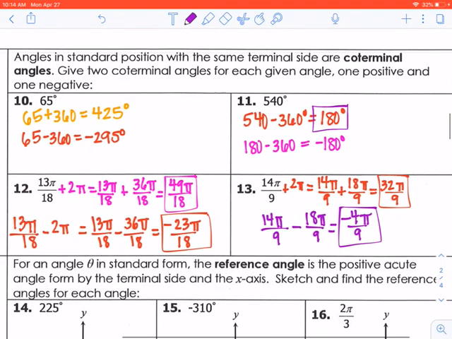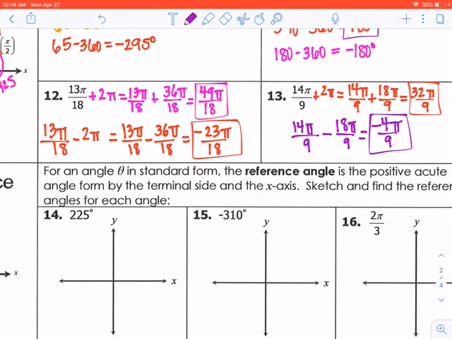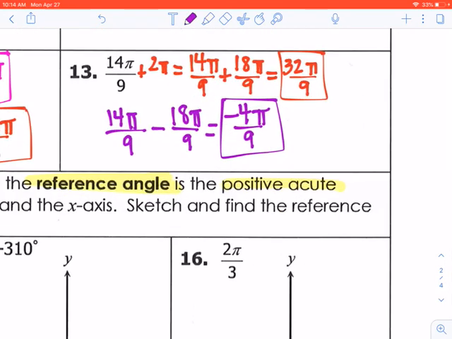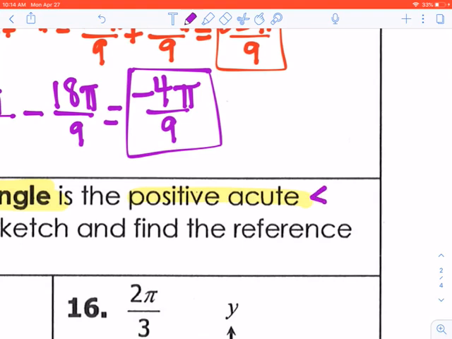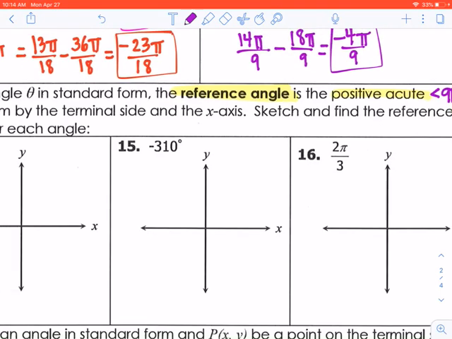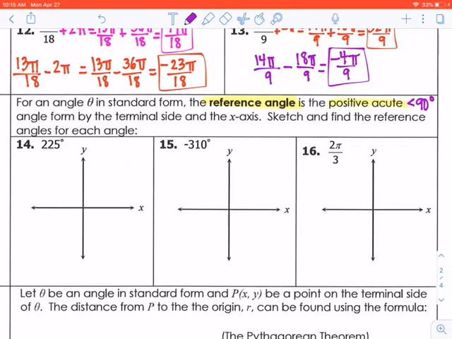All right. This brings us to reference angles. Reference angles are going to be super important. It is going to be the positive acute. Remember, acute is less than 90 degrees, anything between 0 and 90. Positive acute angle formed by the terminal side and the x-axis. Sketch and find the reference angles for each of these angles.